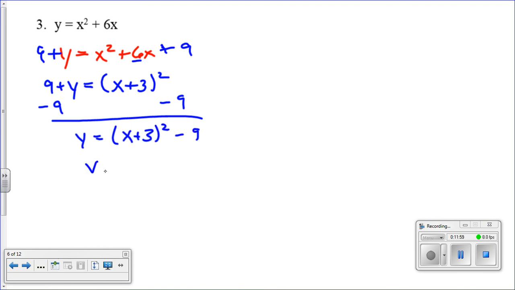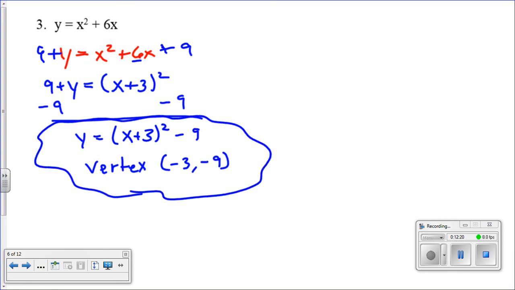So therefore my vertex, now if this is a positive 3, remember, what makes this 0 would be negative 3. This actually goes left 3. So what we have here is a negative 3, because we're going left 3, and the negative 9 on the outside means we go down 9. So negative 9.